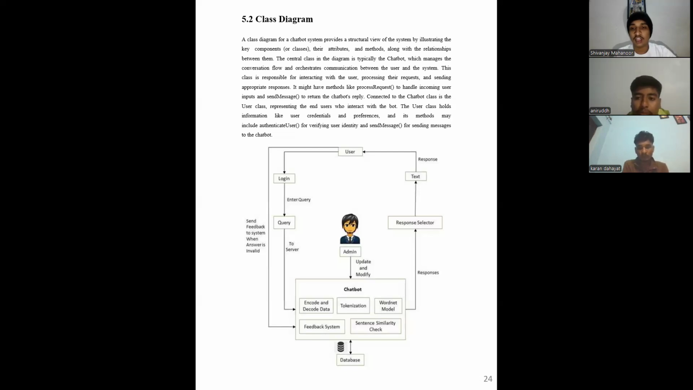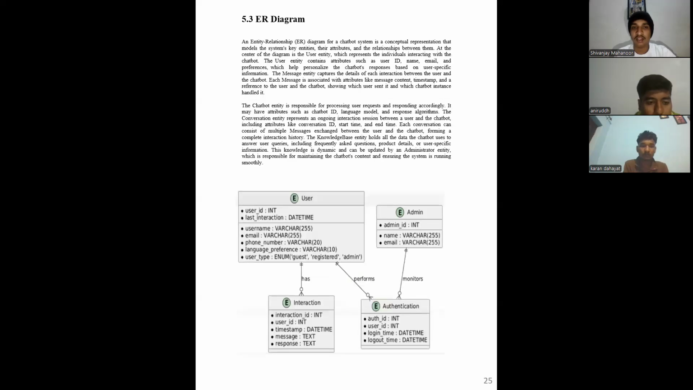Connected to the chatbot class is the user class, representing the end user who interacts with the bot. The user class holds information like user credentials and preferences, and its methods may include authenticate user for verifying user identification, and many more. In 5.3, there is an ER diagram.